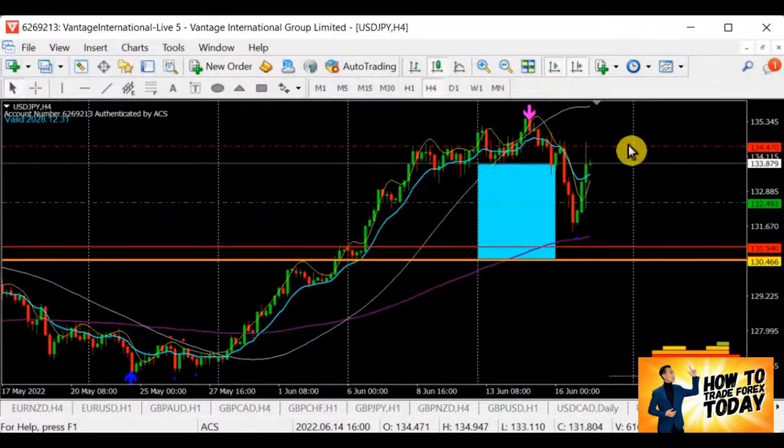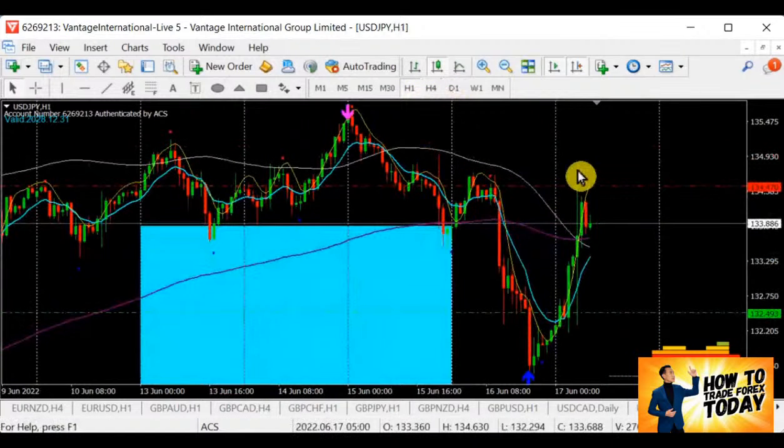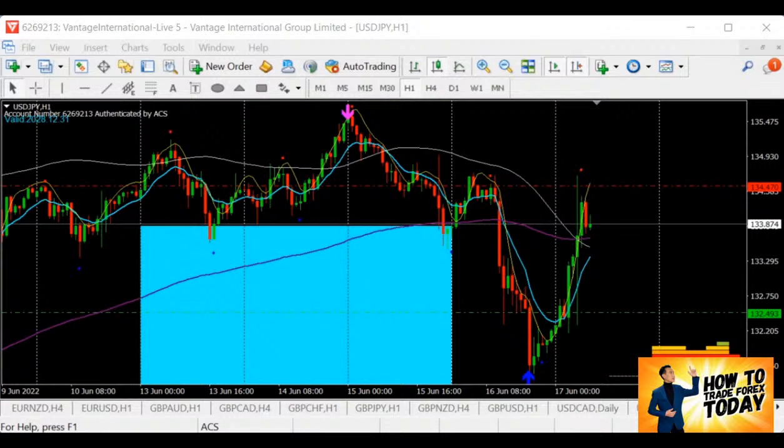For dollar yen, the resistance has already been tested. So now I'm waiting for a selling signal in H1. Green, red, we have already. So now waiting for another red engulfing candle, then I will be ready to sell. So dollar yen.